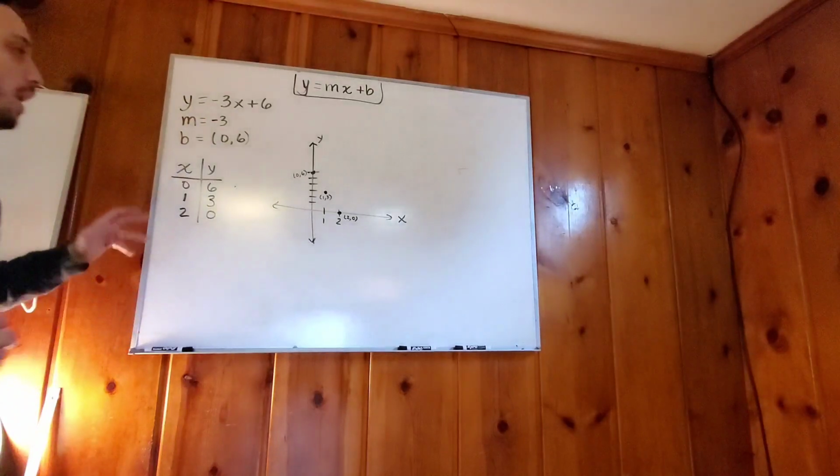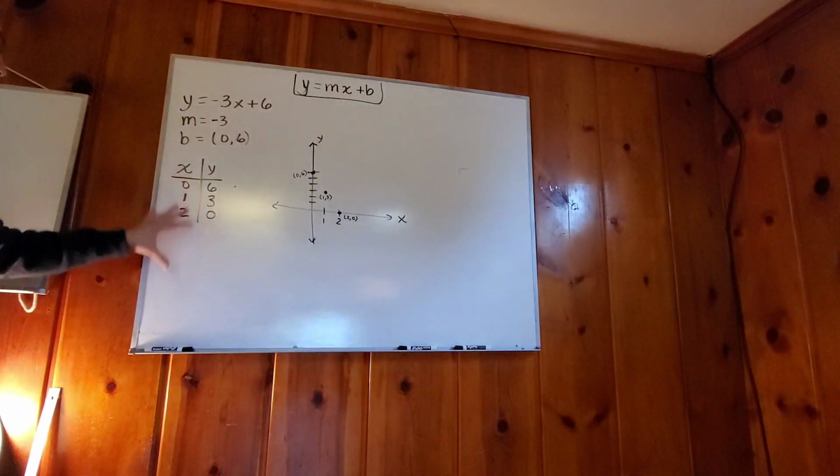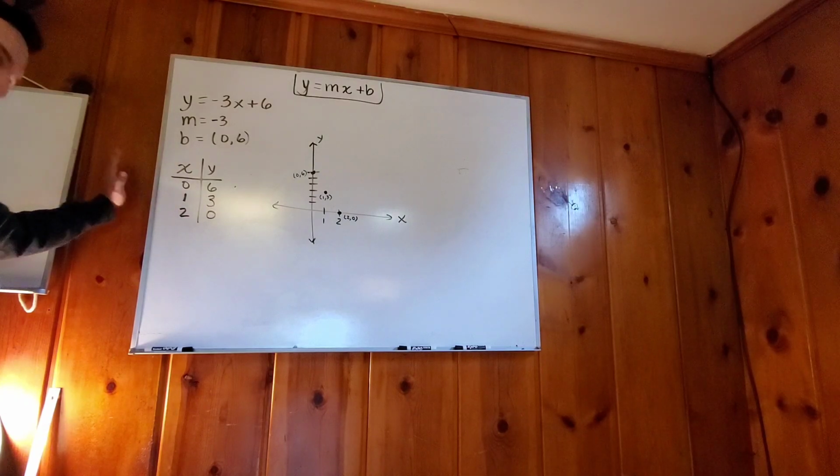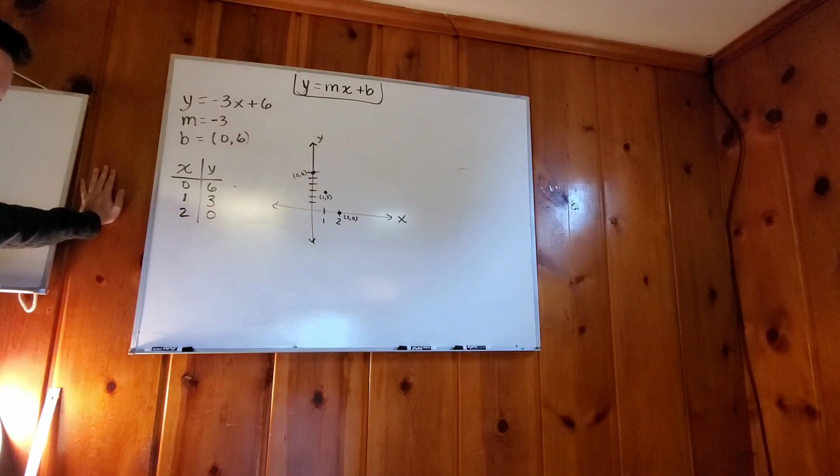I have 3 points, and I could keep going, and this is the easiest way to do it: literally make a table, okay? You don't need to know how to do it with a slope. But I'm going to show you anyway.